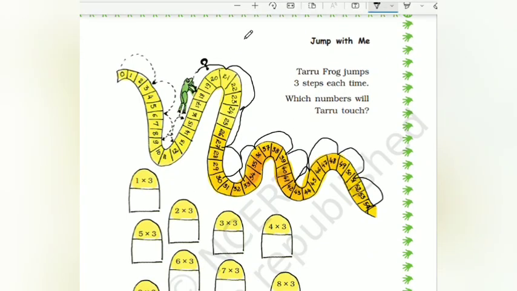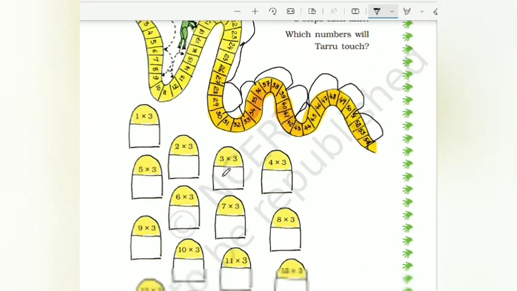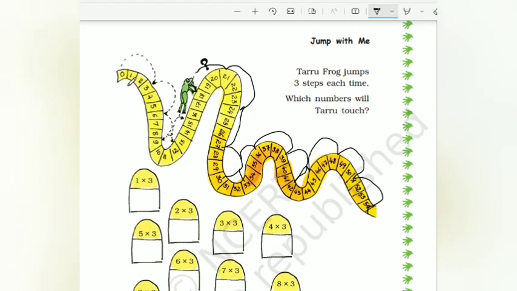Okay, like that the frog Taru jumps. It jumps like this, 3 at a time: 3, 6, 9, 12, 15, then what is coming, 18, 21, 24, like that it is going. So we can write the answers here. One time 3 it is crossing. So 1 time 3 crossing means what will be the answer? Answer is 3. Then the second time, where did it jump? Second time, again 3 it jumped. Where did it reach? It reached 6.